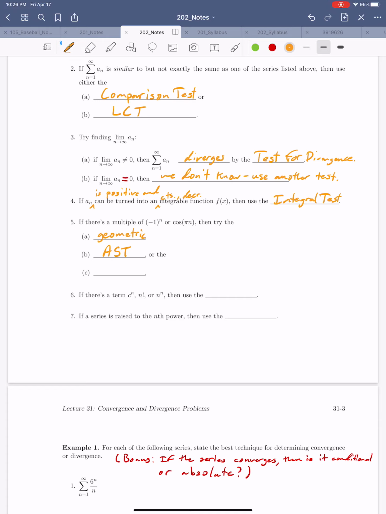All right. It could also be the ratio or root test. Remember, those tests don't care about the alternation because they take the absolute value of your term. You're comparing things proportionally or exponentially. If you've got a term with c to the n, factorial, or n to the n, then you're using the ratio test. And of course, if a series is raised to the nth power, then you use the root test. That's usually kind of observable. Not always, right? Be a little careful.